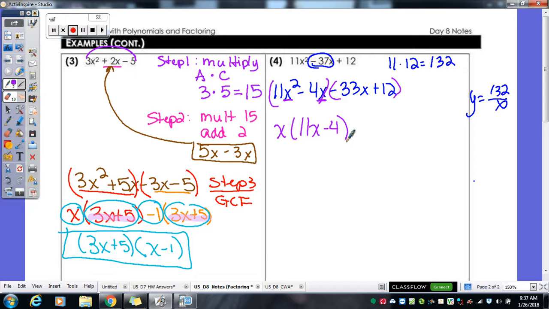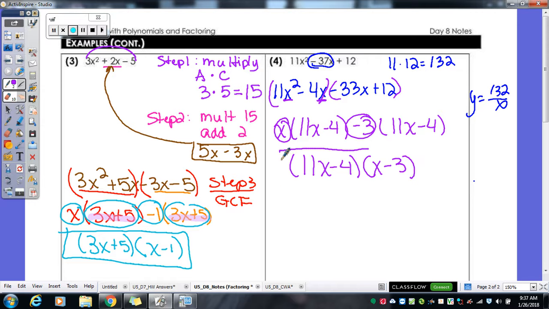33 and 12. 3. I'm going to take out a minus 3. Then I get 11x minus 4. So now my parentheses match. So the stuff in the parentheses goes first, and then the stuff in front of it goes in the other set. 11x minus 4 times x minus 3.